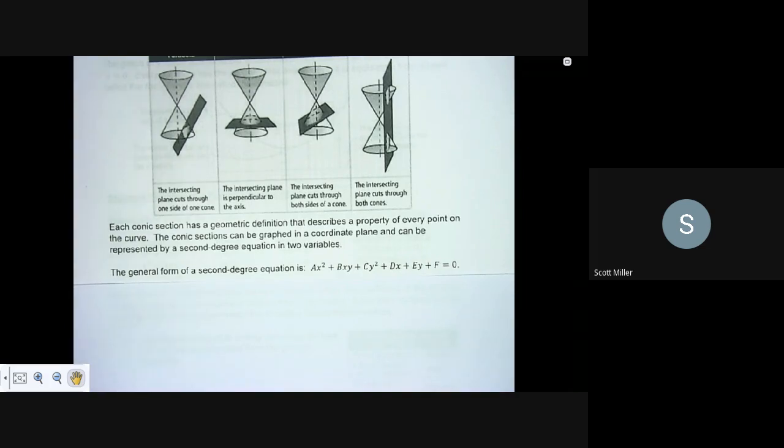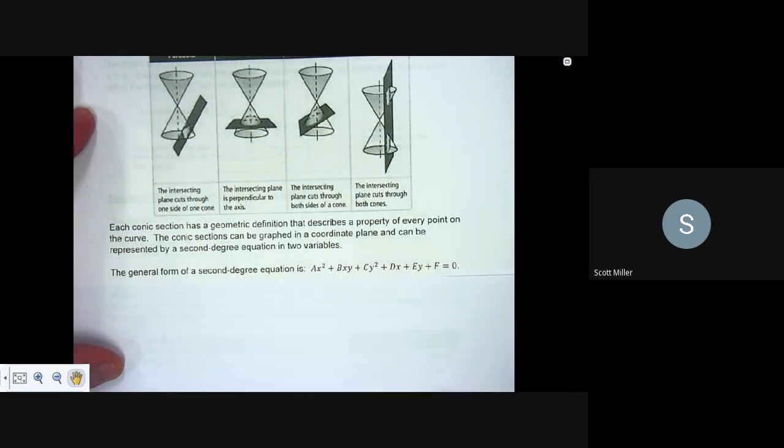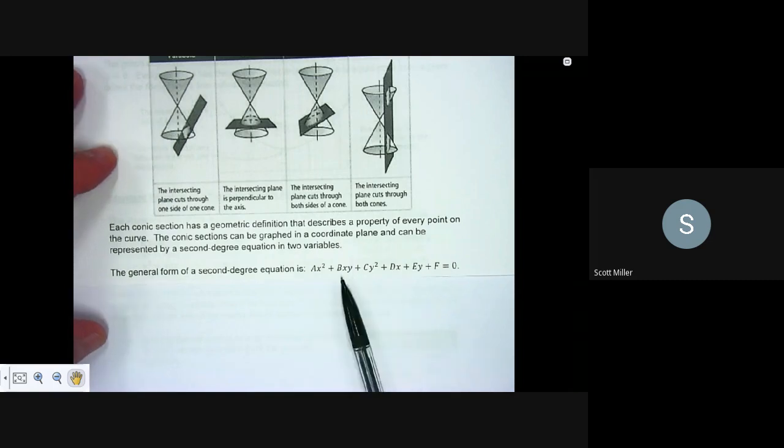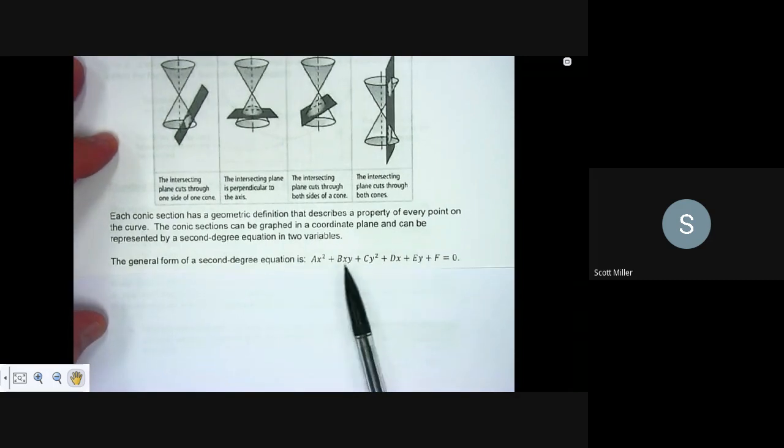The conic sections can be graphed in a coordinate plane and can be represented by a second degree equation in two variables. Here is the general second degree equation that will generate these shapes. And so the one right here is this piece right here. That term does some interesting things to the curves, and we're really not going to explore this one. I'm just going to give you the basics here. So usually this term is going to be 0, and I'll explain what this term does in just a moment.